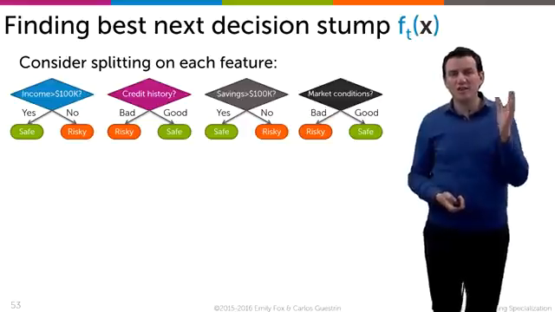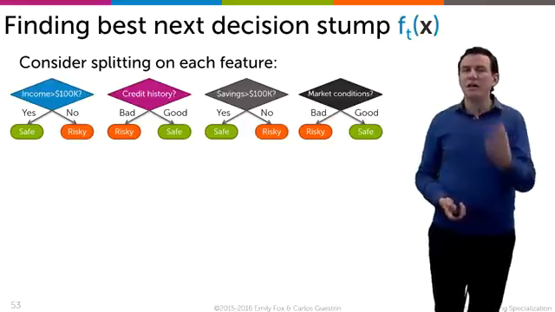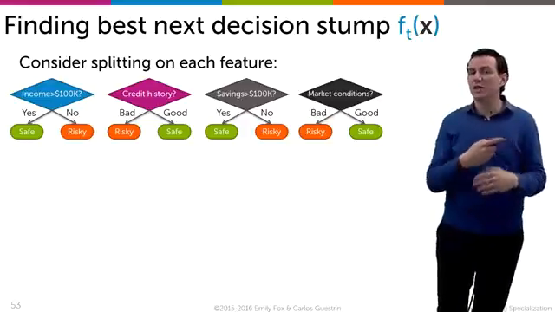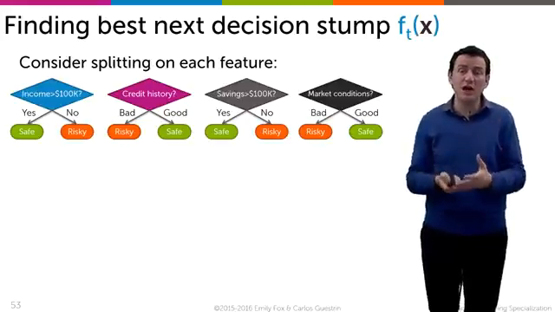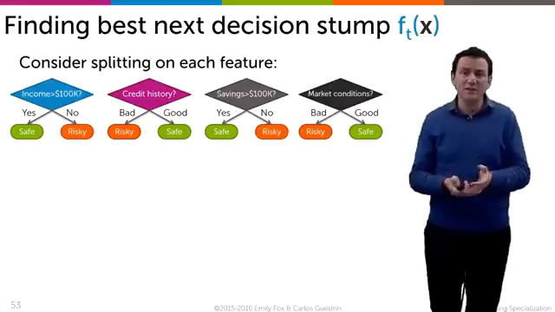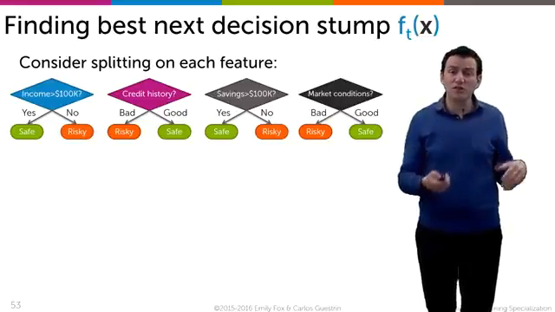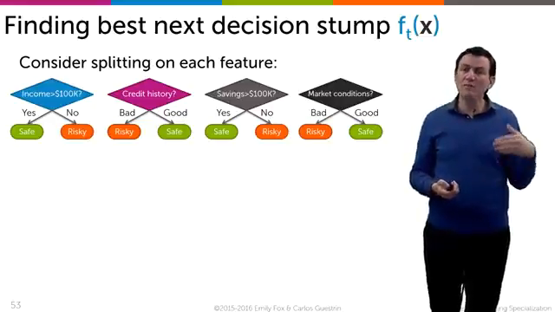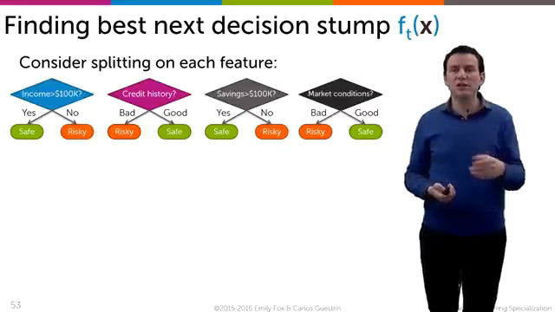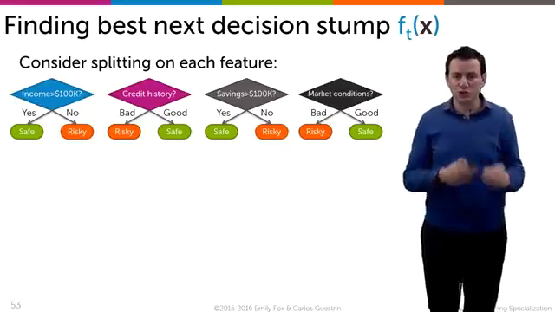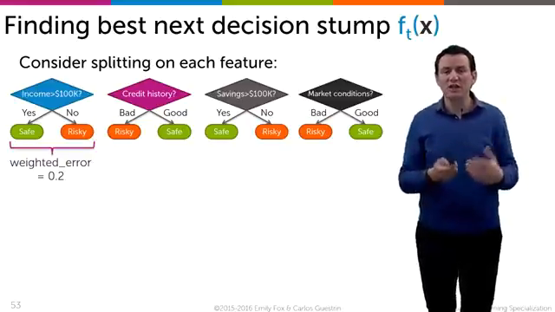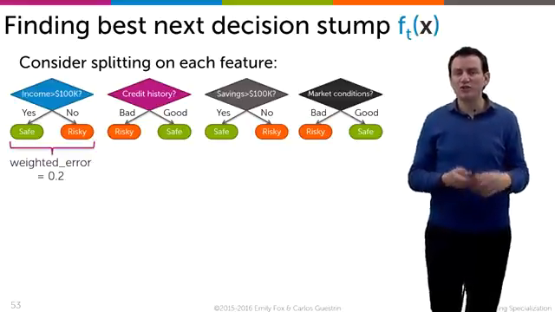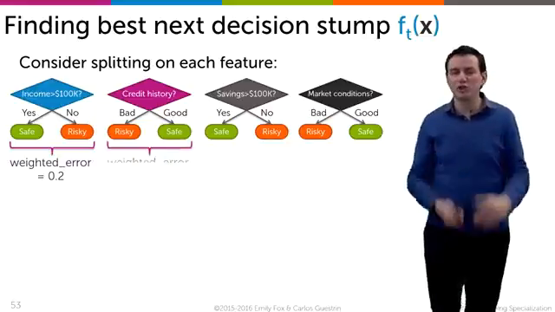We're going to try splitting on each feature, income, credit history, savings, market conditions, and figuring out how good each of the resulting decision stumps are on the weighted data. And notice that in our process, we might split on income multiple times. So in multiple boosting iterations, we might revisit the same feature. We're going to try each one of those features, and for each one of them, measure the weighted error on the training data. So for, say, splitting on income, the weighted error might be 0.2.